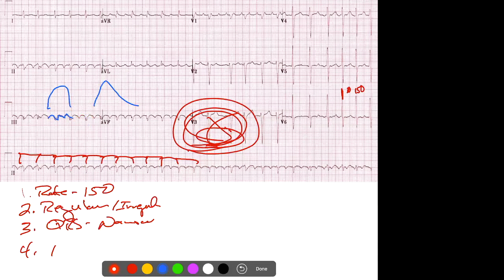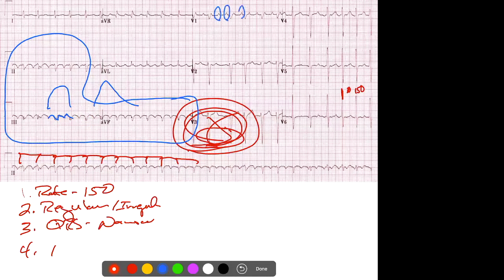If you remember, the flutter waves are best seen in your inferior leads, and in V1, they'll mimic P waves, okay? So it's really just the morphology. Yes, SVT, AVNRT, those things will fall on the same rate, but it's the P wave morphology. Does that make sense?